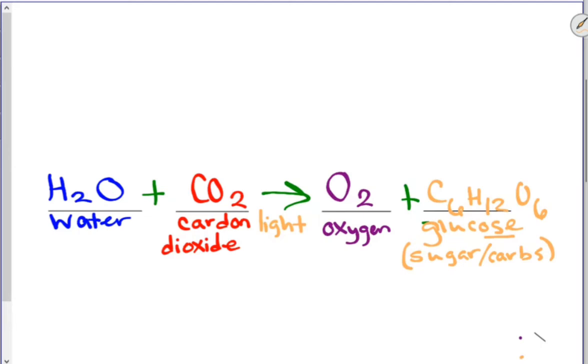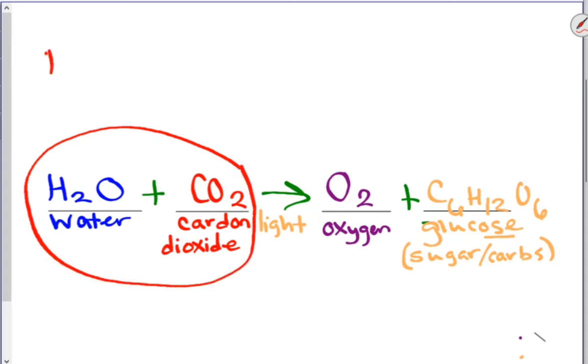Okay, so that's the equation, but now we need to be able to recognize some things about it. Okay, on the left side, this side is called the reactant side, because these are reacting together to form your product. Now, there's another name that you'll see sometimes, so I'm going to put that in parentheses. Sometimes this is called the raw materials.